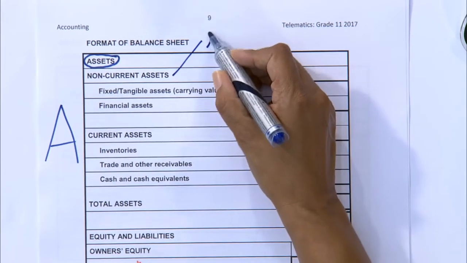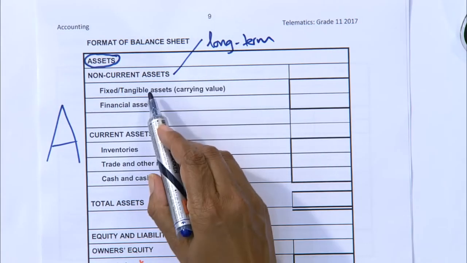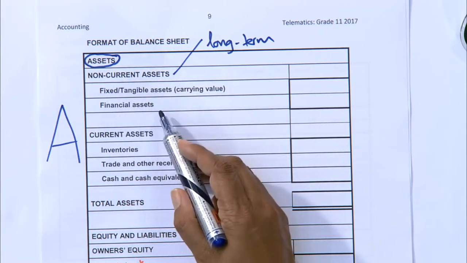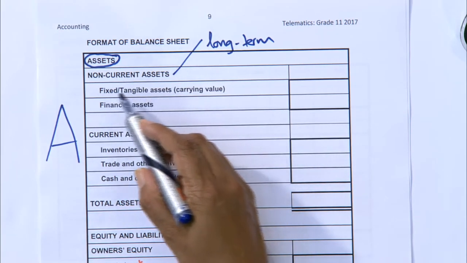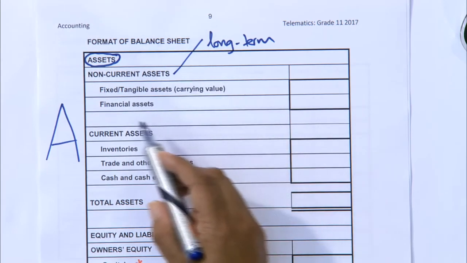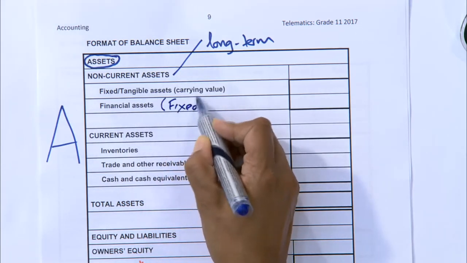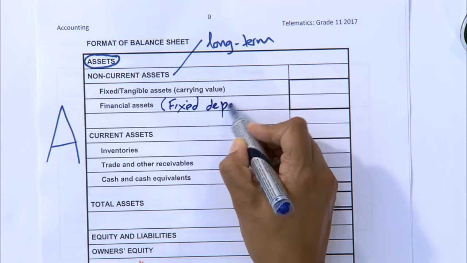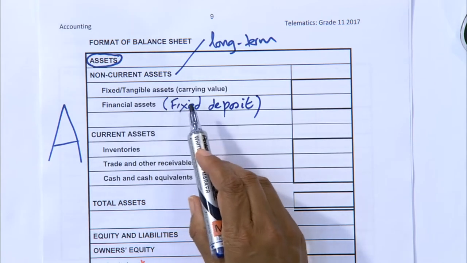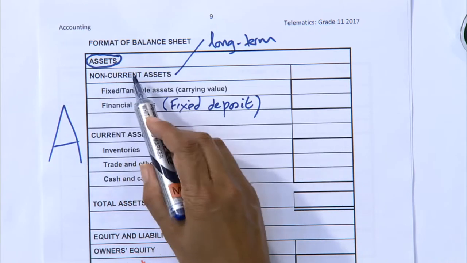So this is long-term. In other words, what we mean by long-term, these are assets that we are going to have or keep or retain for more than a year. This is your fixed assets, fixed or tangible assets. Please note, it's at carrying value, okay? And then your financial assets, and your financial assets we also know as fixed deposit. So there we go. So if you want to know what your financial assets are, it is your fixed deposit. That is your 2 non-current assets.